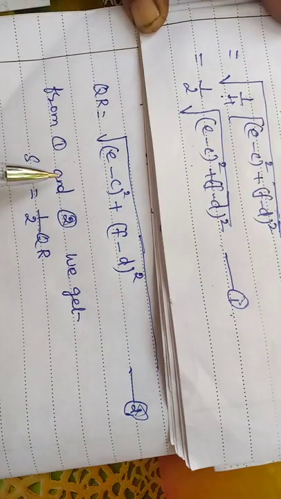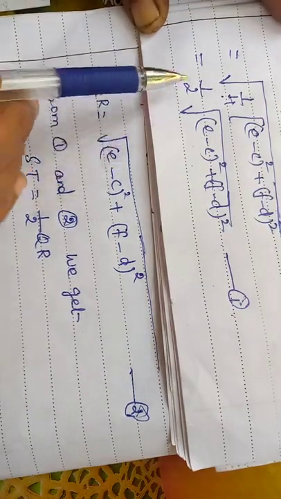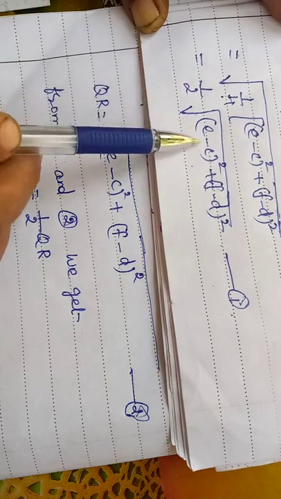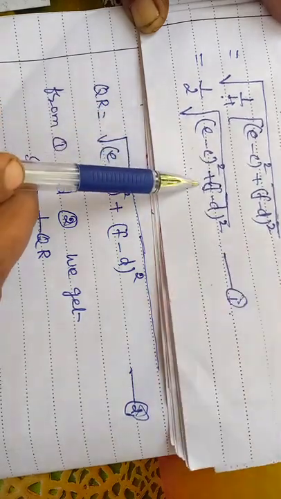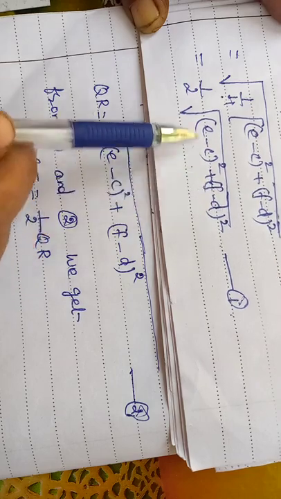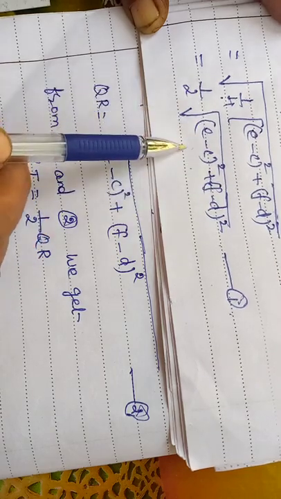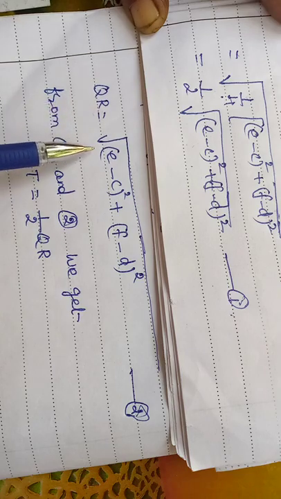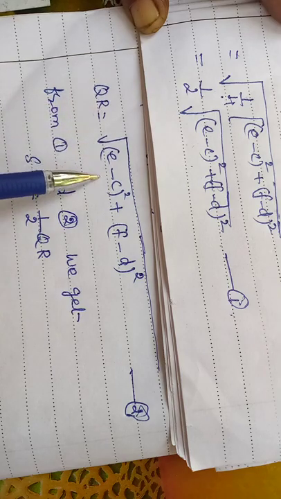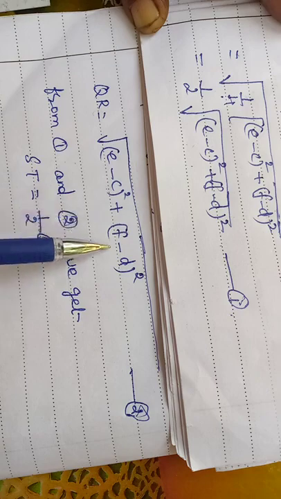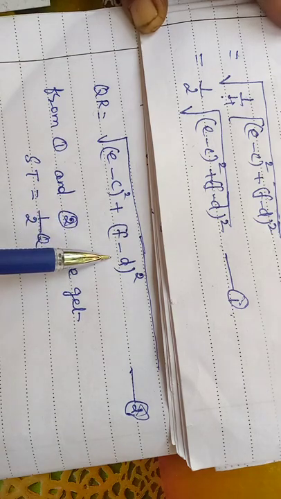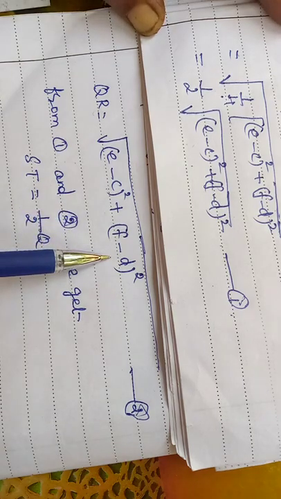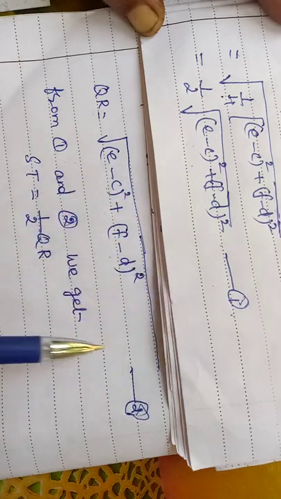Listen, from 1 and 2 what we get now? What is equation 1? Half into square root of E minus C the whole square plus F minus D the whole square. What is it? Distance between ST. From the equation 2 what we are getting? Distance between QR, that is equal to square root of E minus C the whole square plus F minus D the whole square. What we have to prove? Length of ST is equal to the half of the length of QR. Check it, equation 1 and 2.